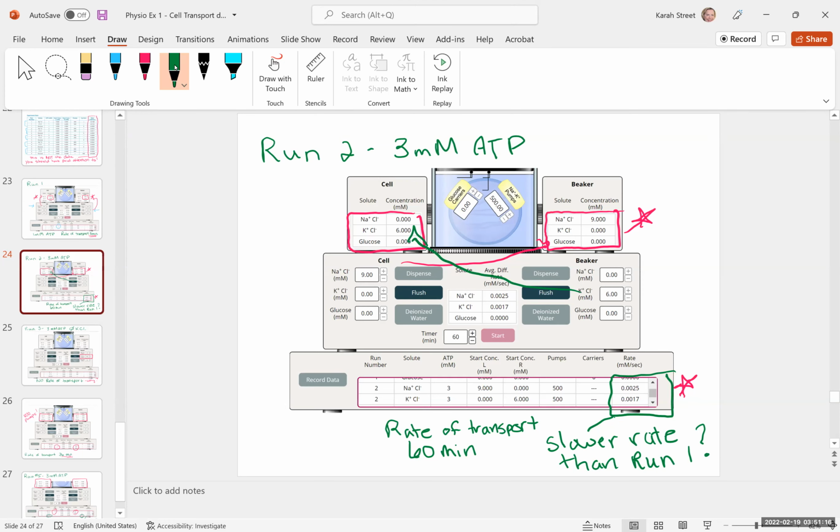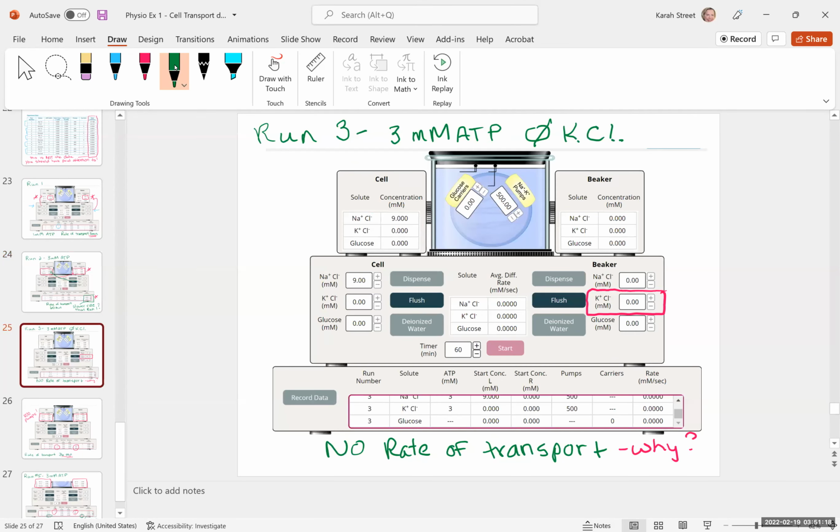Okay, so now we recognize having enough energy is important, but is that the most important part of active transport? Well, let's repeat this again with 500 sodium potassium pumps. We have our 9 millimolar sodium chloride on one side. But notice we don't have our 9:6 ratio. We didn't put potassium chloride on the other side.